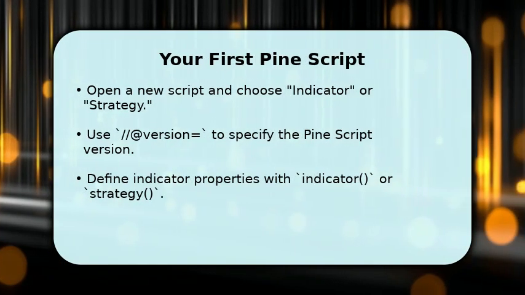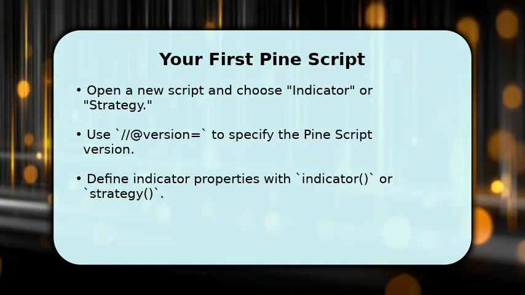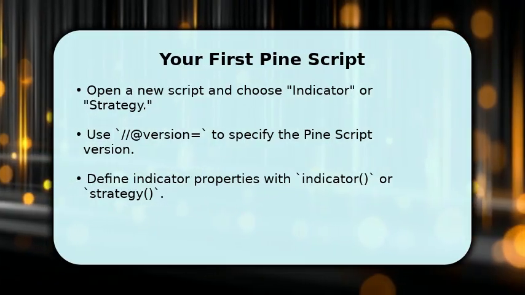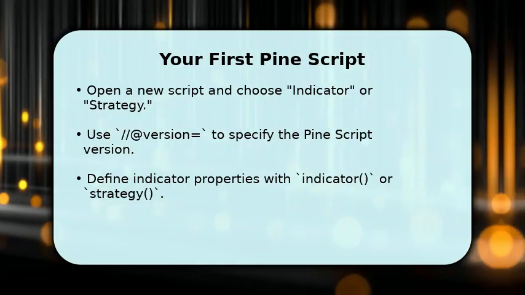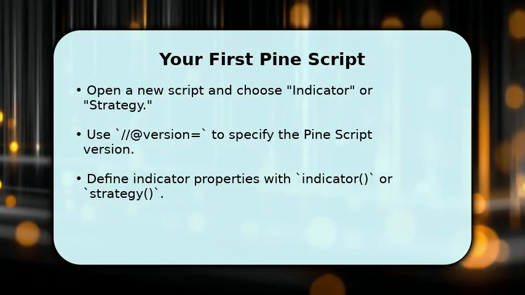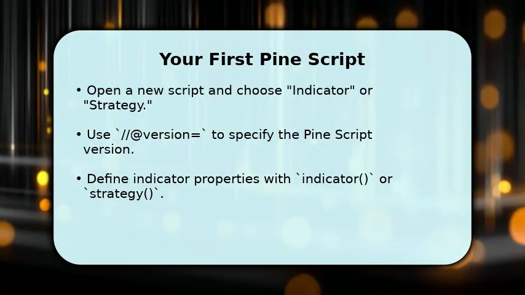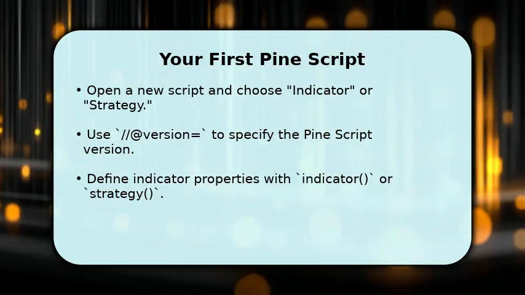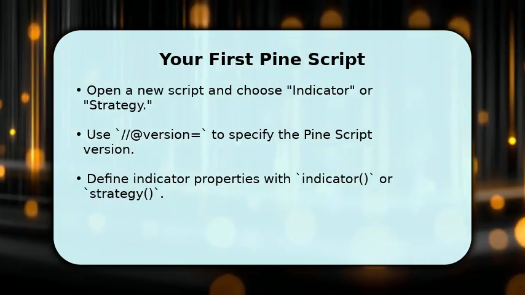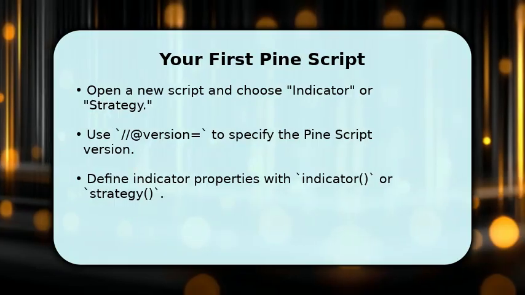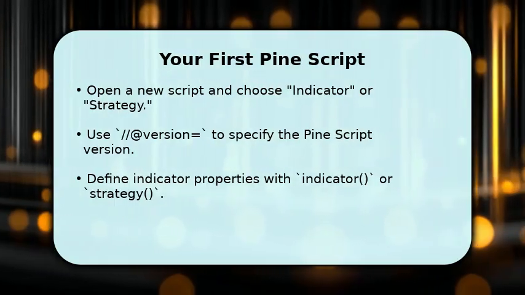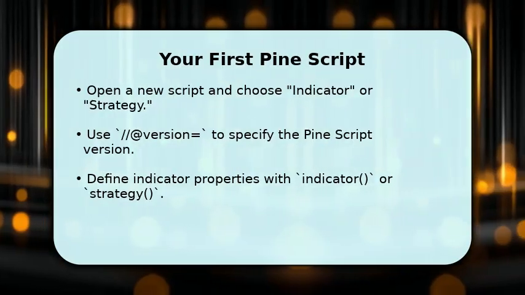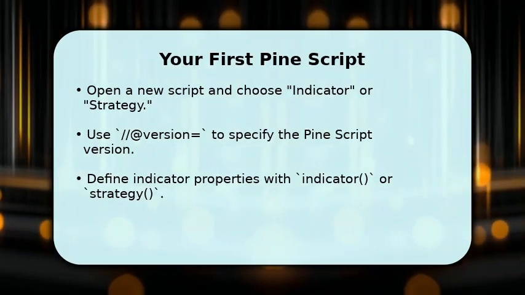To begin writing your first script, click the Open button and select New Blank Indicator. The first line should specify the Pine script version, like //@version=5. Next, use the indicator function to define your script's name and properties, such as indicator("My First Script", overlay=true). This sets up the basic framework for your custom tool. You're now ready to add your unique logic.